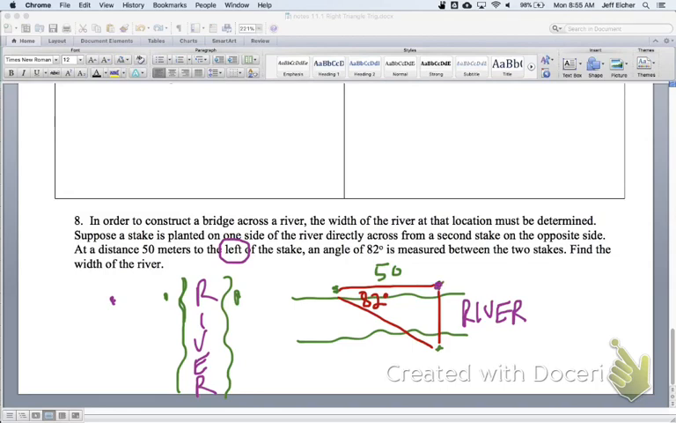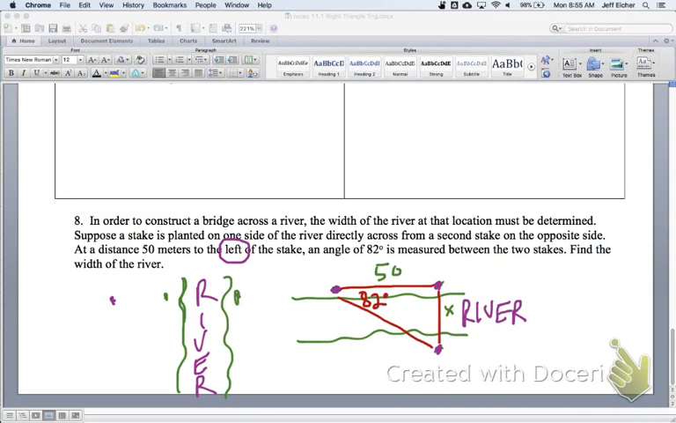I started with this plot and this plot. Those are the plots, or the stakes that are opposite of each other. And then I went 50 meters to the left. So that was over here. And then the 82 degrees is measured between the two first stakes. So that would be the 82 degrees. So I believe this would be the correct model representation of this situation. And we're looking for the distance across the river, and that would be x.